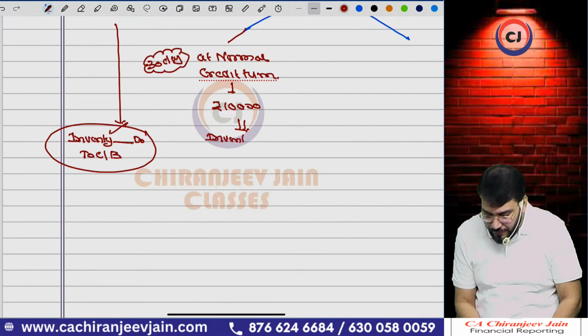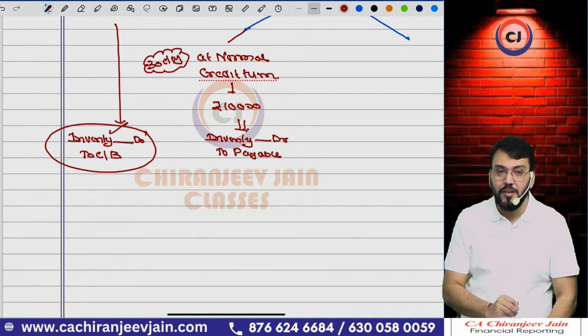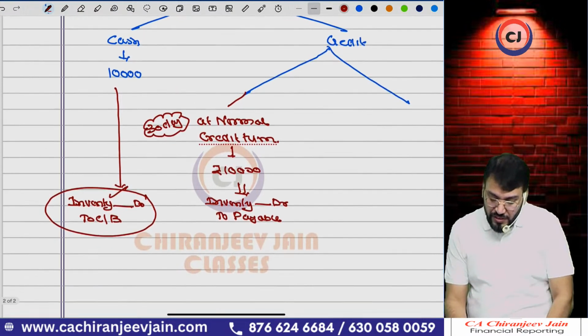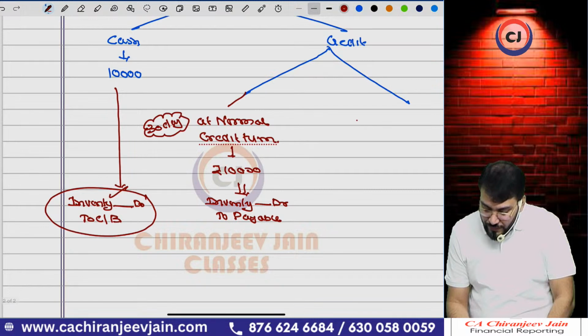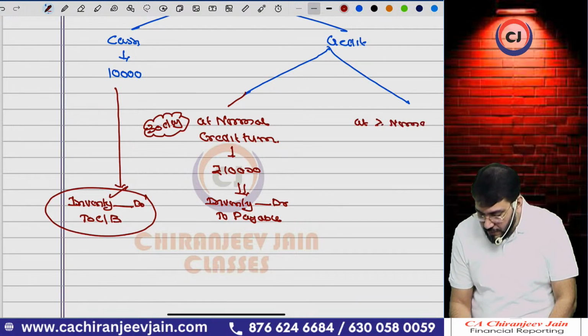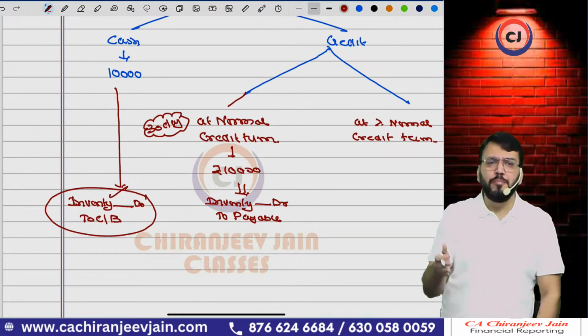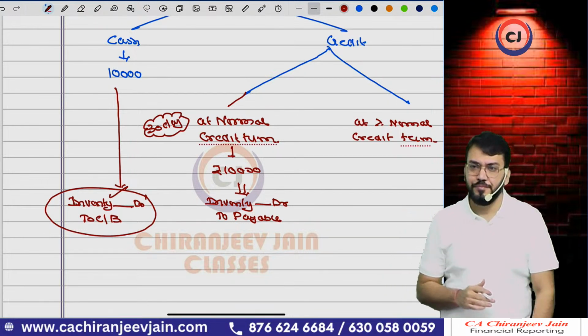Now, can you pass the same journal entry: inventory account debit to payable, with the same amount? But suppose you purchase at credit, but at more than normal credit terms. Have you understood? It means the payment period is more than normal credit terms.